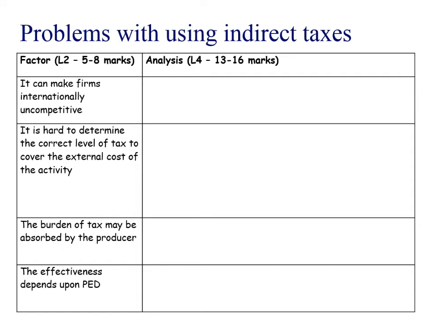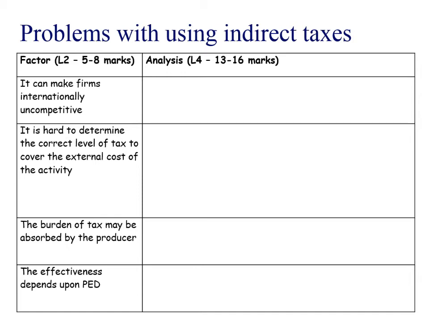It's also hard to determine the correct level of tax to cover the external cost of the activity. Unfortunately, external costs and negative externalities tend to be things that aren't traded on a market. So it tends to be water pollution or air pollution or noise pollution or all these types of pollution. Now, you don't go into a shop and say, can I have one unit of pollution, please? Or can I have a unit of dirty air? Not unless you're quite unusual.